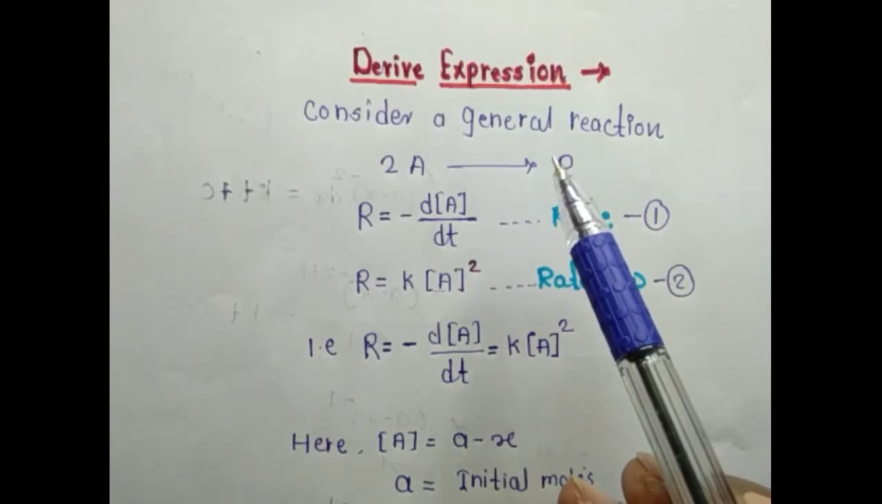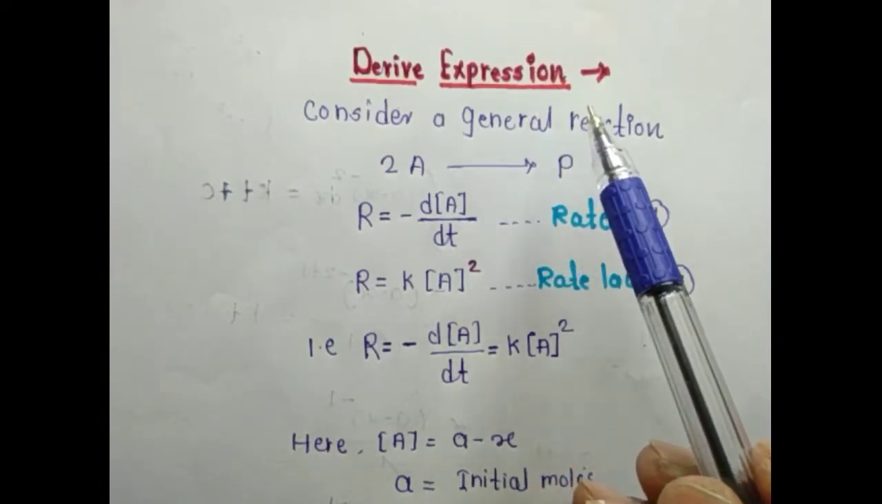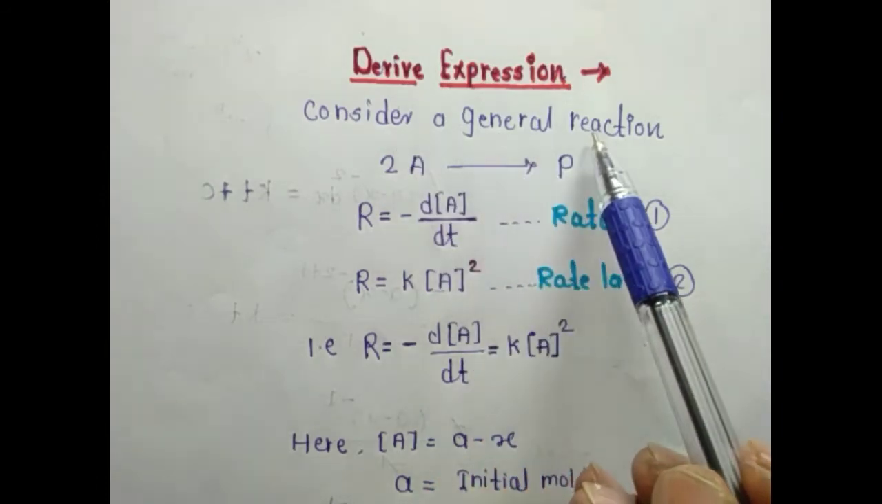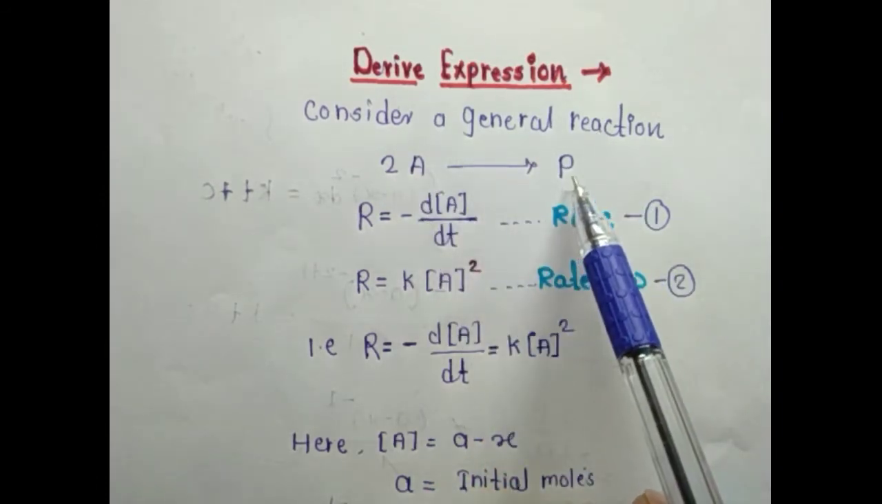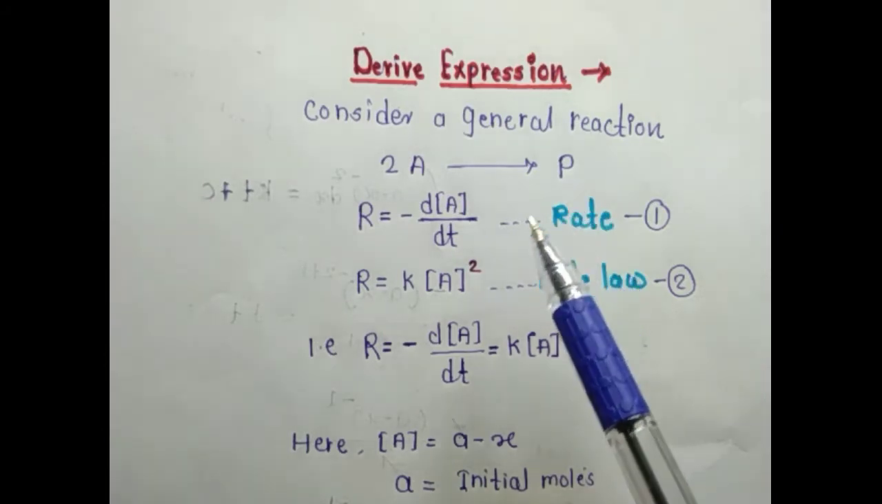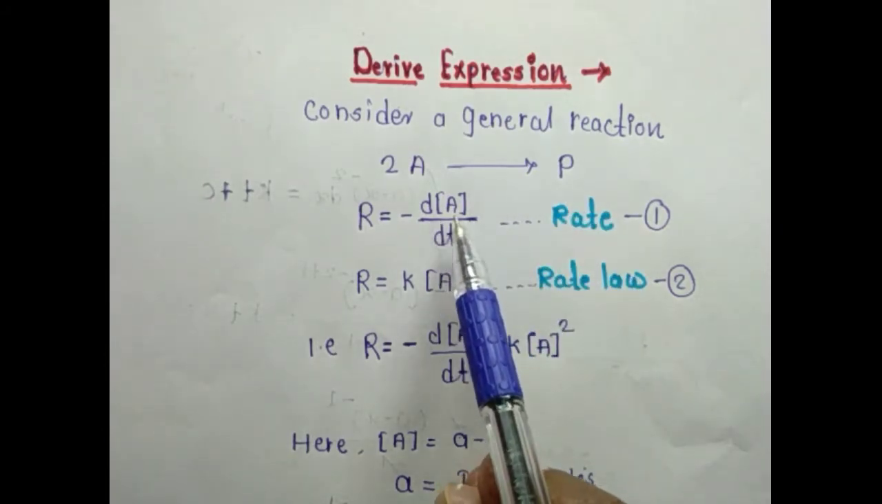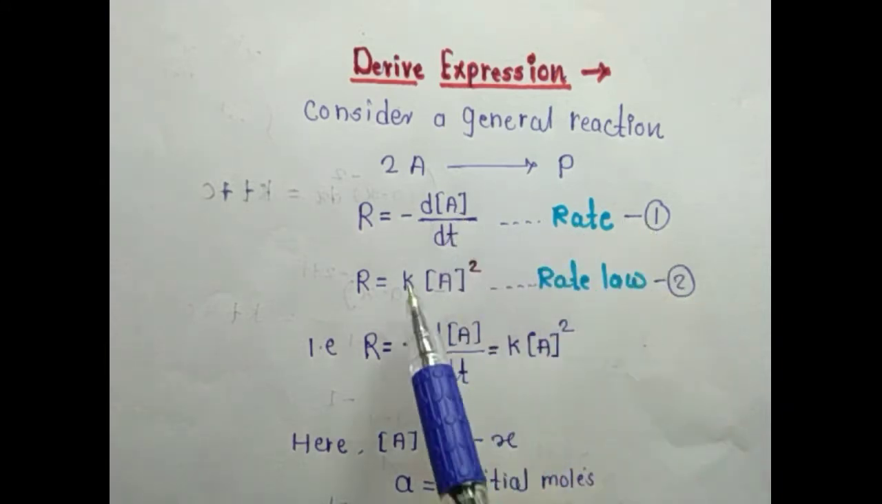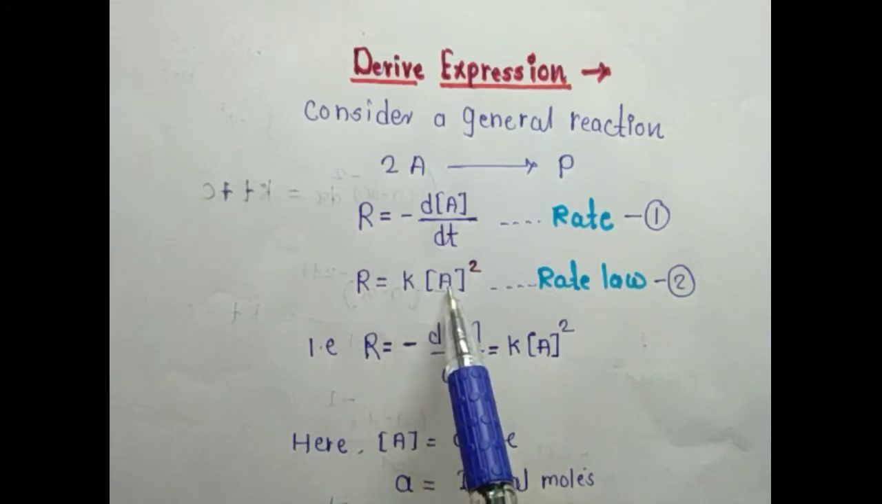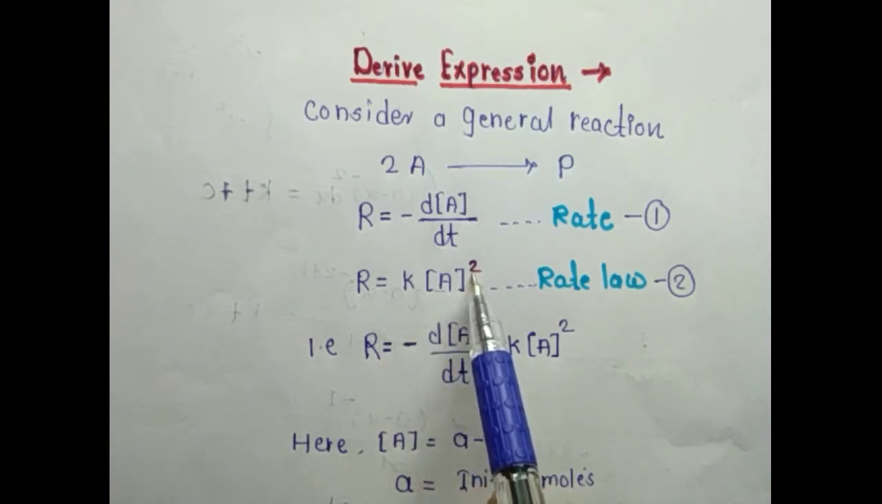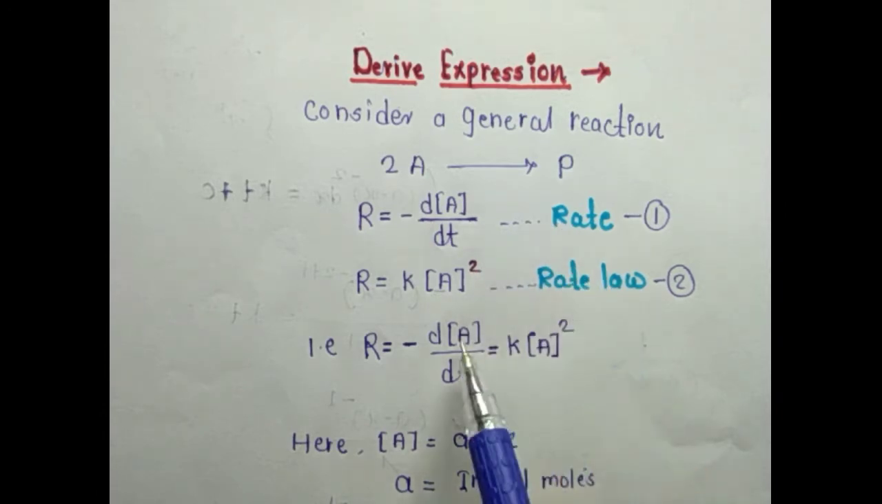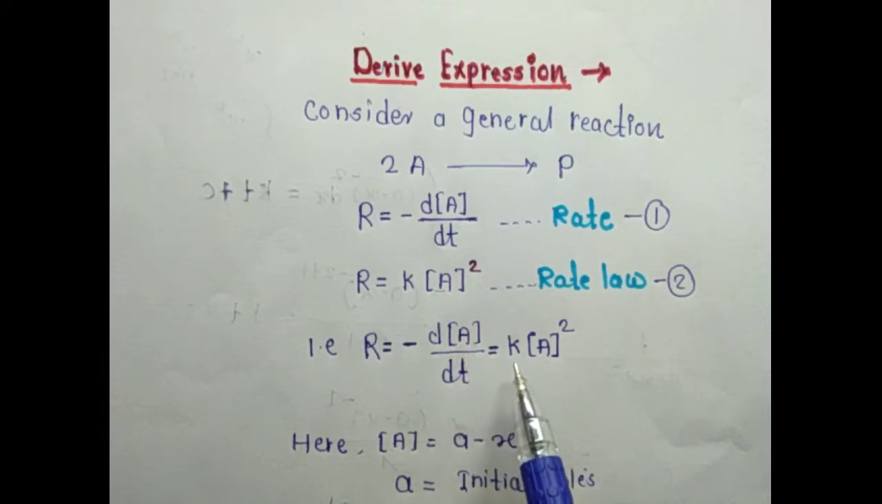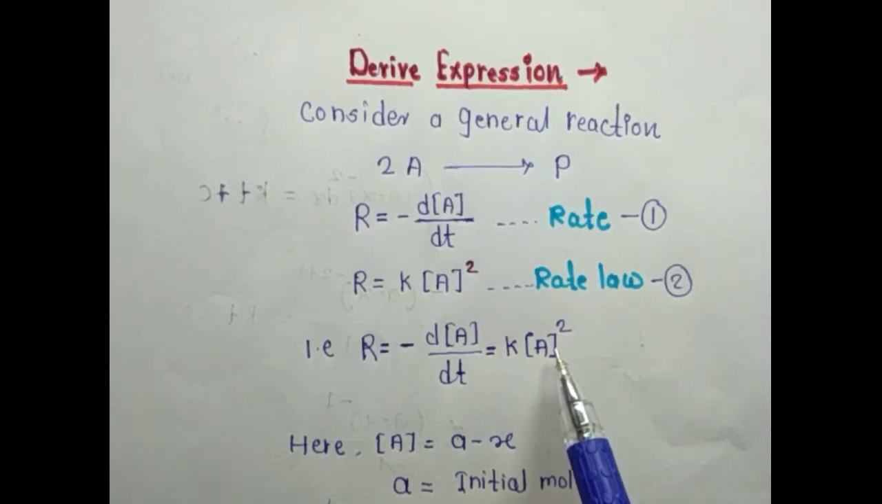We have to now derive an expression for a second order reaction by considering a simple, general reaction. 2A gives product is our general reaction, and for this reaction the rate of reaction is minus change in concentration of reactant A upon dt. This is our rate of reaction, and the rate law for this reaction is K times the concentration of reactant A raised to the power 2. By combining these two equations we get one common equation, that is minus change in concentration of reactant A upon dt is equal to K times the concentration of reactant A raised to the power 2.